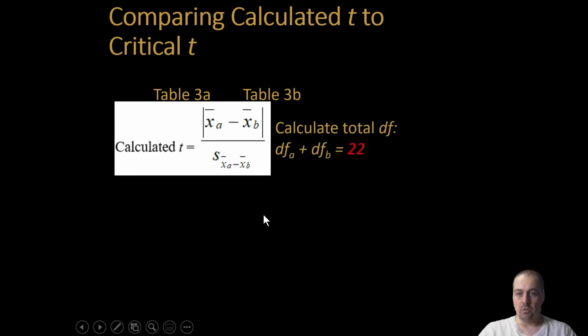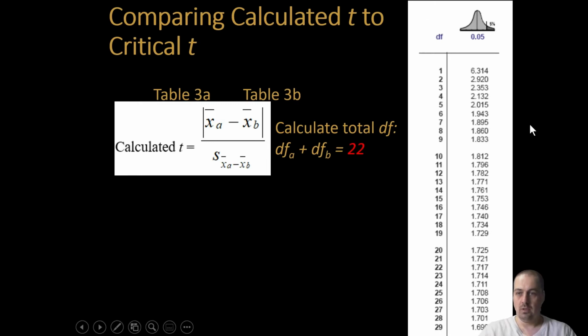You also want to get your total degrees of freedom. Your degrees of freedom for your student was 3, plus your degrees of freedom from your class, 19, and that's 22. And this is table 5 in your lab file, which shows you your critical t-value. So using your degrees of freedom, you go down to 22, and your critical t-value is 1.717.